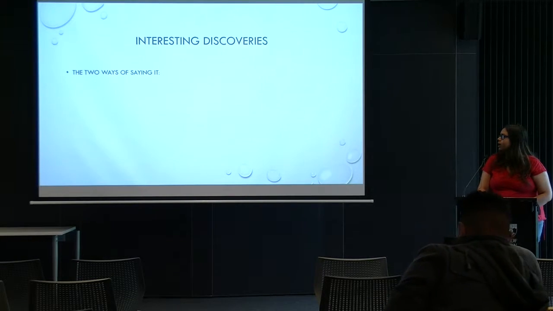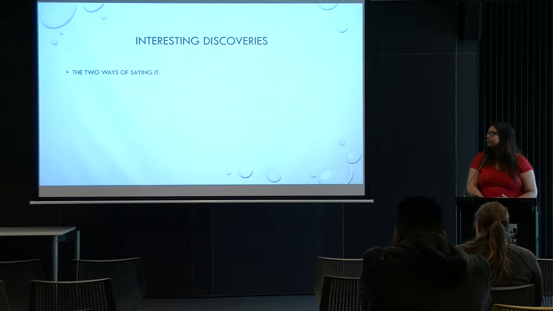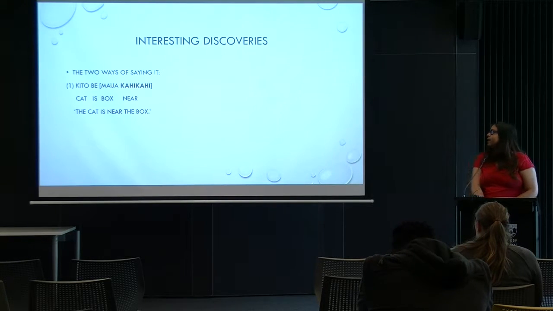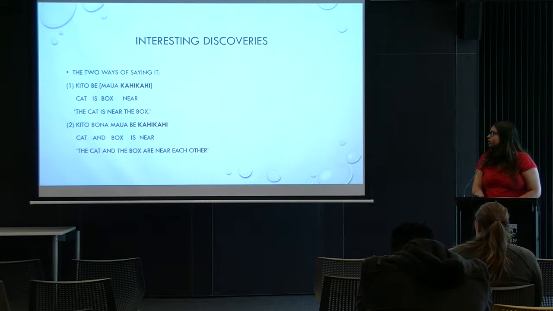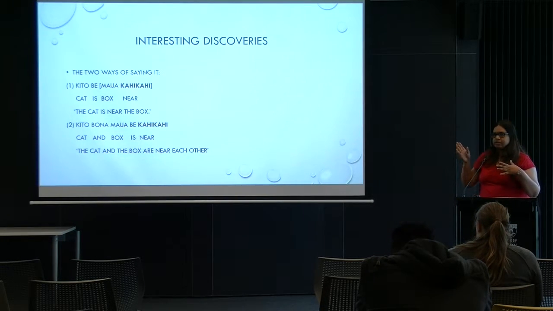Another thing was the two ways of saying one thing. The example I have given here is the cat is near the box, which is kito be maua kai kai. This could also be said something like the cat and box are near. In the first example, I'm talking about the cat in relation to the box, that is, where is the cat in relation to the box: near the box. The other is what is the relation between the two things, the cat and the box: they are near each other.